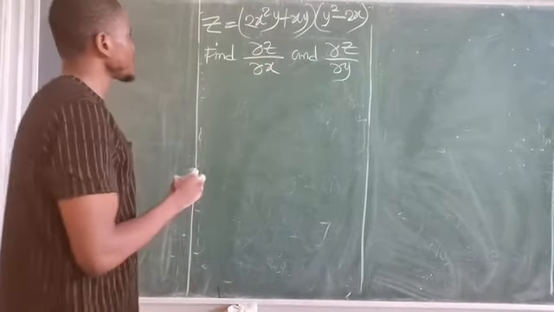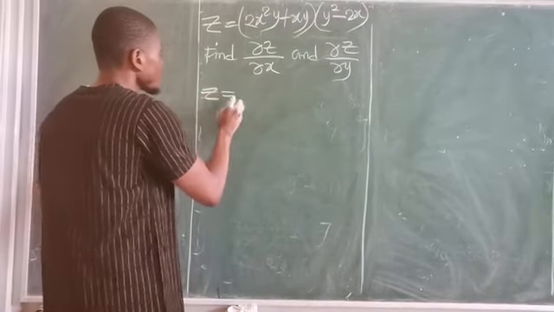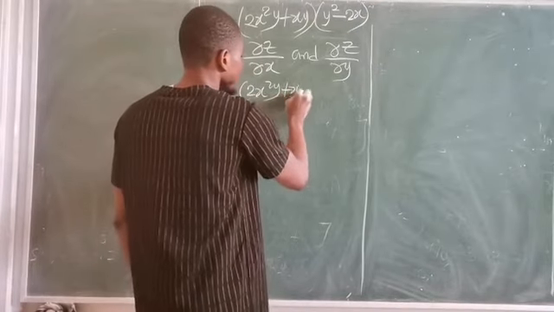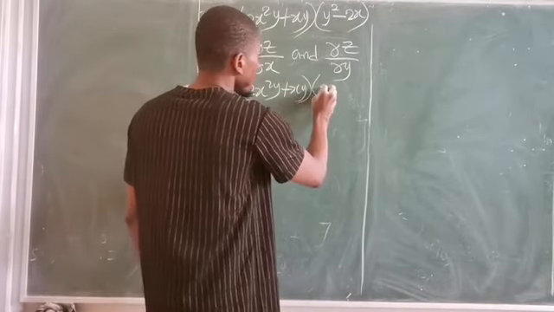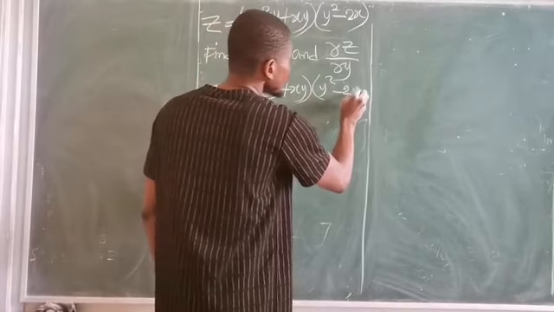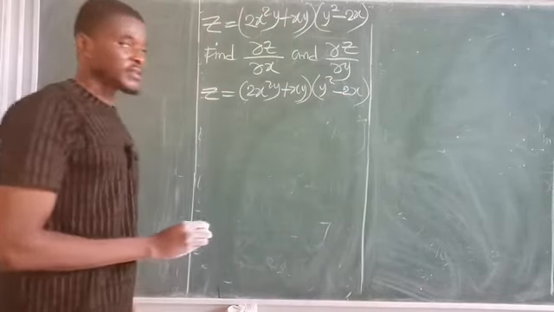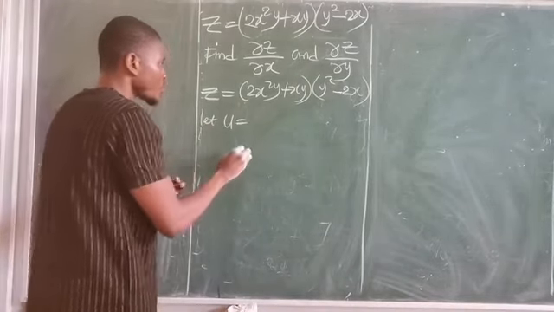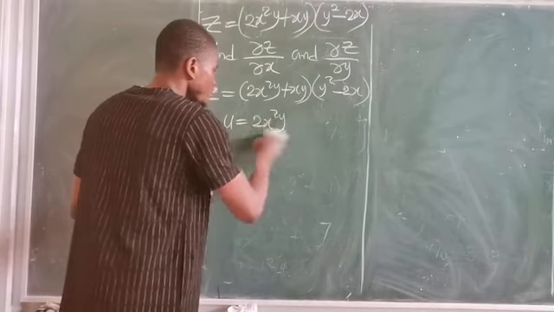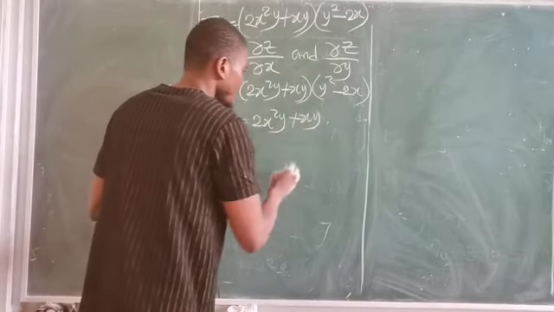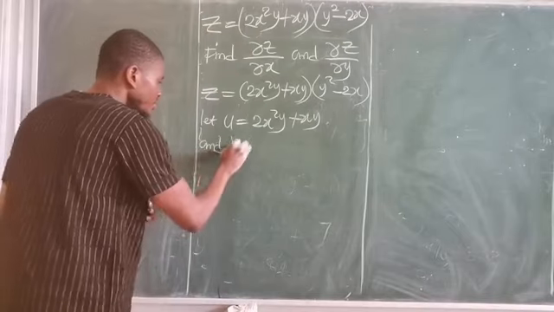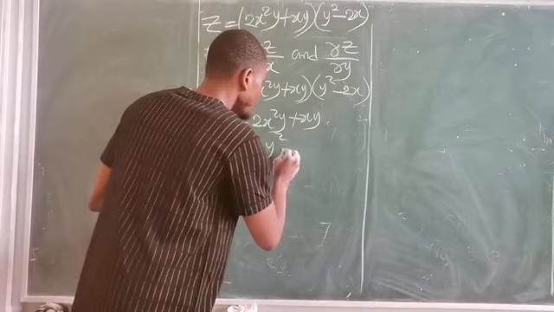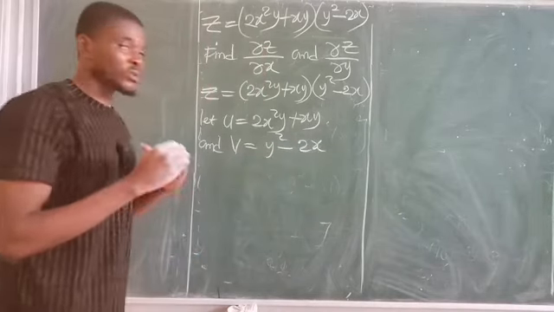Okay, so we have that z is equal to 2x squared y plus xy, times y squared minus 2x. All right, so we have this. First thing, I will say let u be equal to 2x squared y plus xy, and let v be equal to the other term here, which is y squared minus 2x. So this is what I've done.